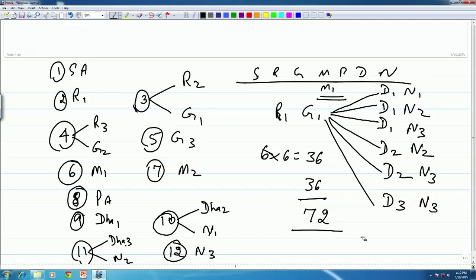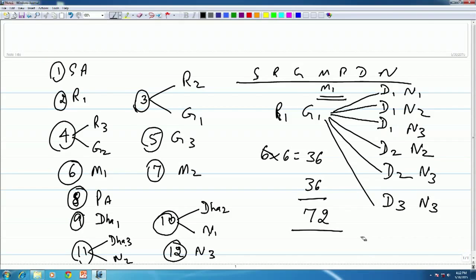The interesting thing about the 72 Melakarta system is, there are many interesting things about it, but one of them is that this combination, sa, re, ga, would not have been possible except for this schema.